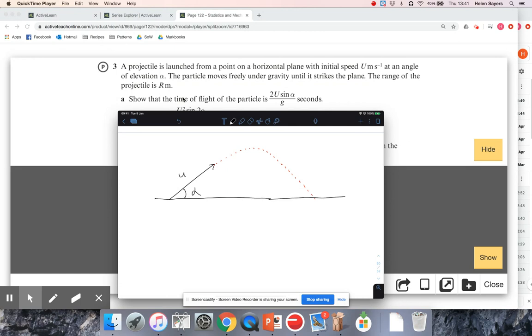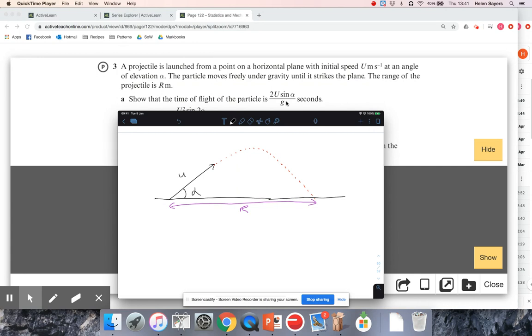And they have said that the range of the projectile, so by that they mean how far it gets in the horizontal direction, is R. Okay. Right, so show the flight time of the particle is 2U sine alpha over g.